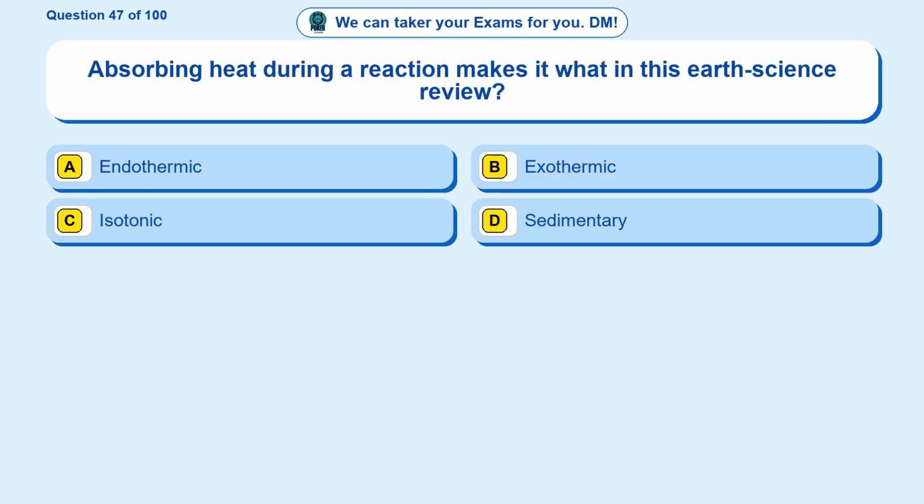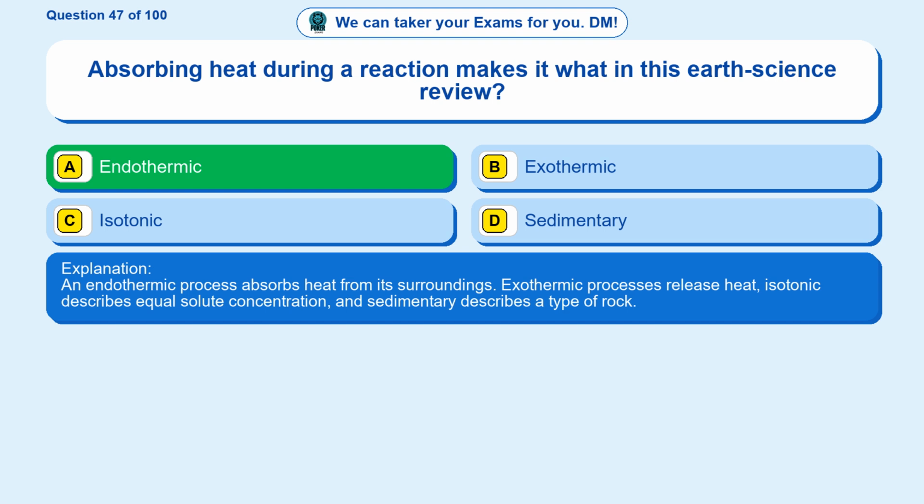Question 47. Absorbing heat during a reaction makes it what in this earth science review? Option A endothermic. Option B exothermic. Option C isotonic. Option D sedimentary. The correct answer is option A. Endothermic. An endothermic process absorbs heat from its surroundings. Exothermic processes release heat, isotonic describes equal solute concentration, and sedimentary describes a type of rock.